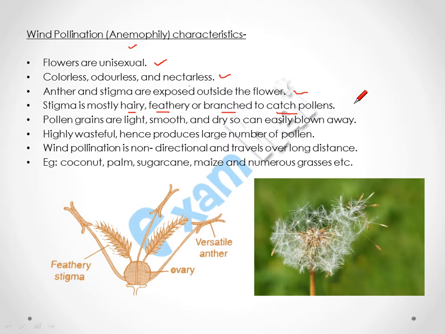For example, the stigma must have hairs like this, exposed outside of the flower, so that it can catch the pollen easily. And branched, the stigma must be branched like this, so that more and more pollen can be caught by the stigma. These are the stigma.